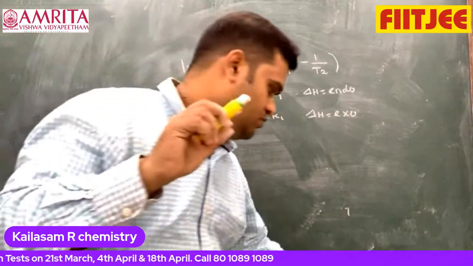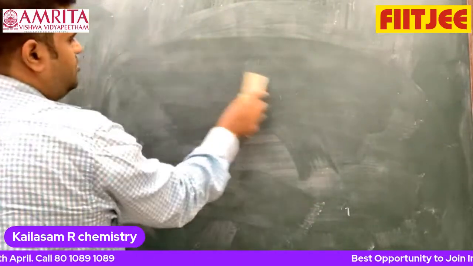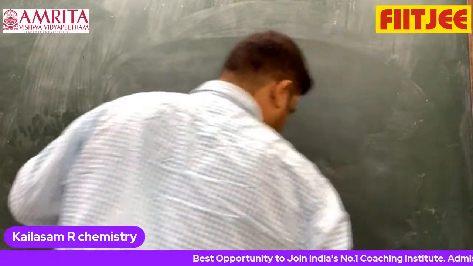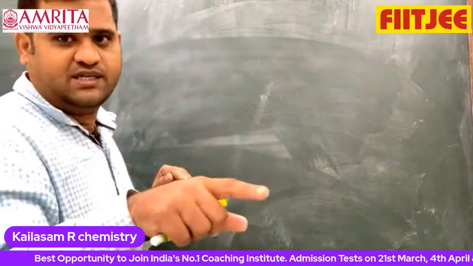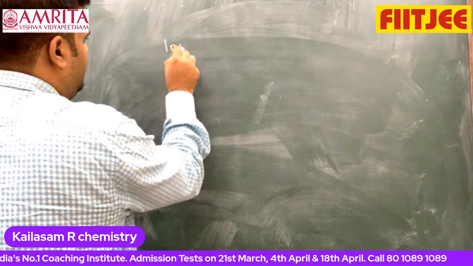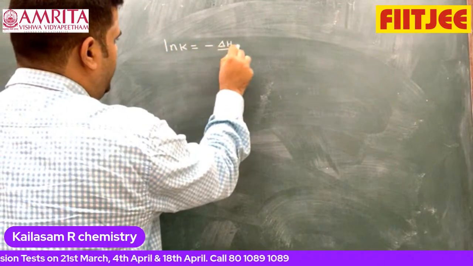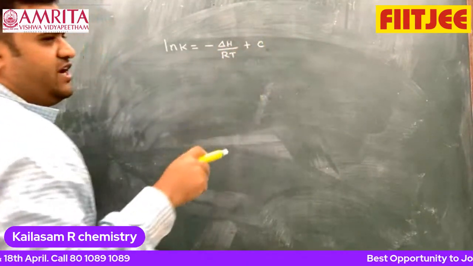Fine. Now come to the point. Next, I want to discuss some good questions. And one more thing, before discussing one question, we know that I have written ln k is equal to minus delta H by RT plus C. So what is the C? You want to find it out.